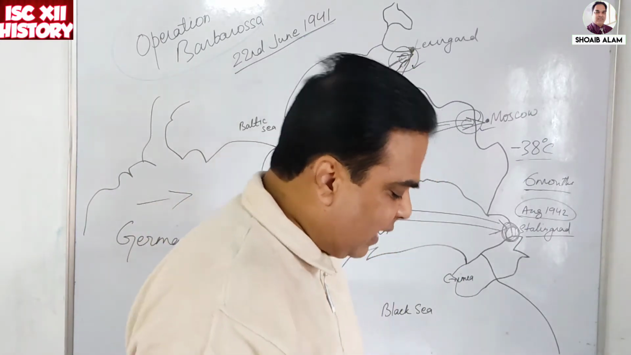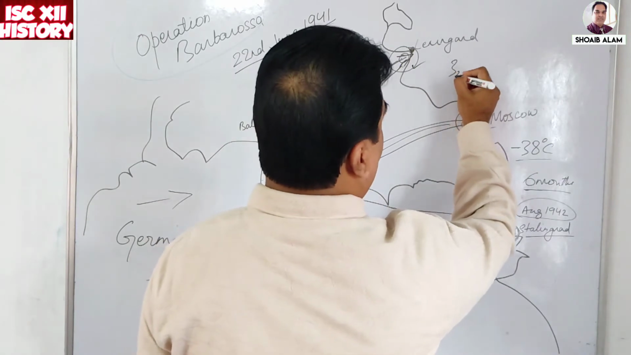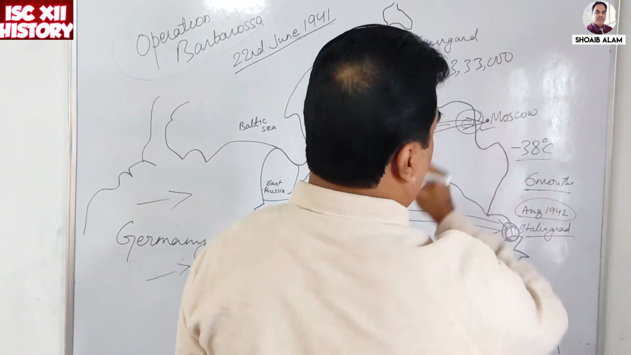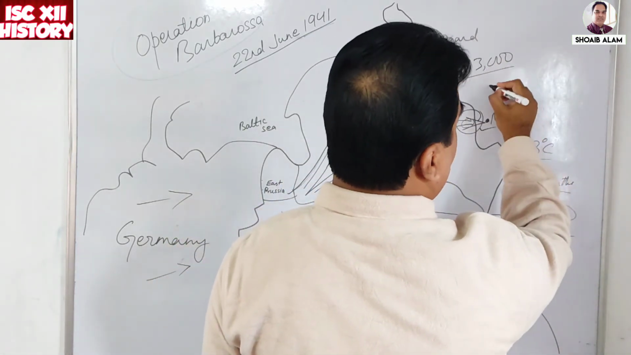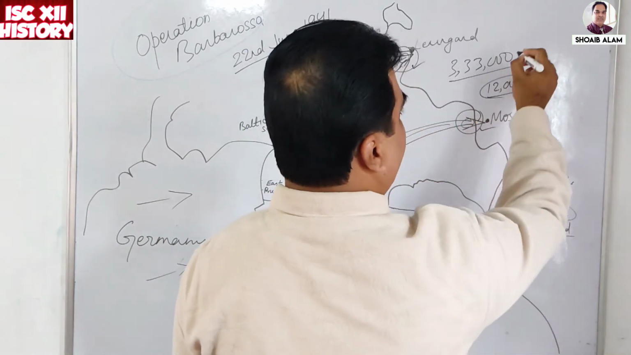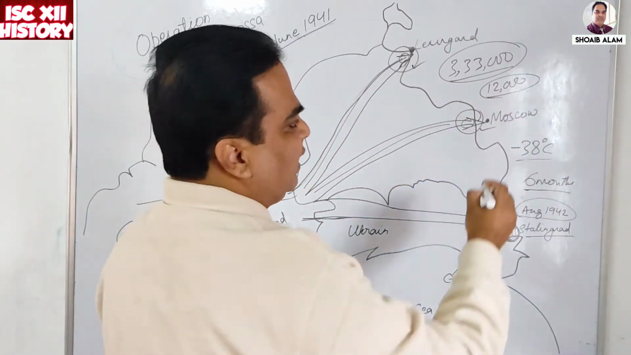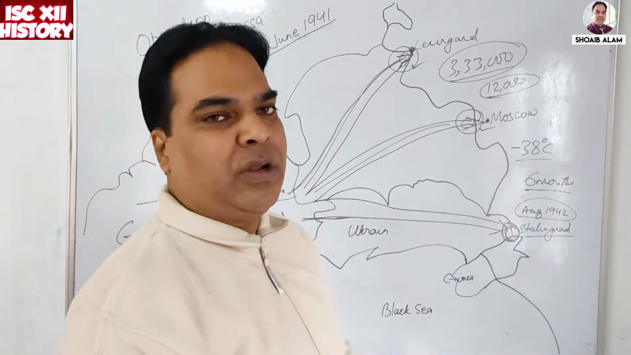So it is mentioned that 333,000 soldiers perished, and now only how many? 12,000 soldiers were left. Out of these 333,000 soldiers, how many survived? Only 12,000 survived. So it was a huge blow for Germany.